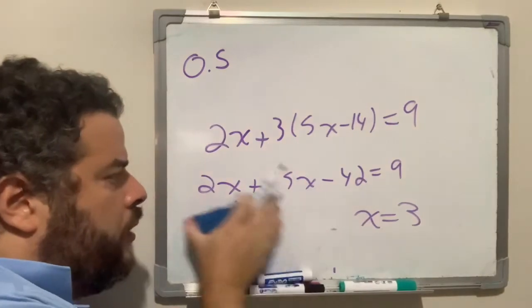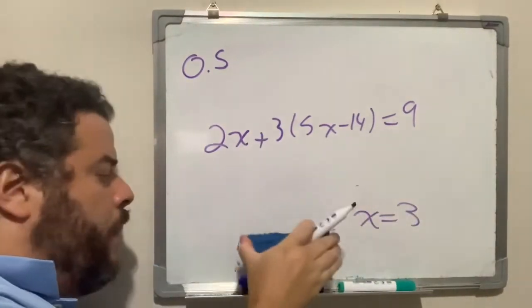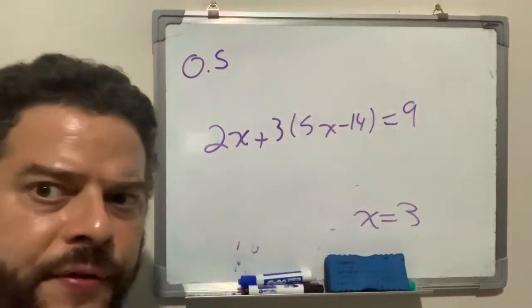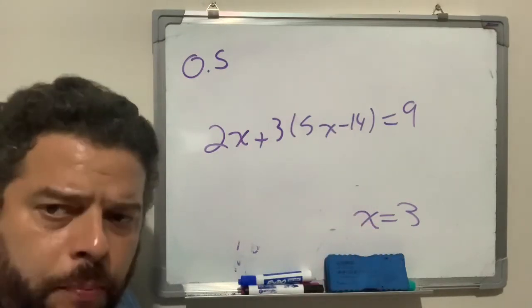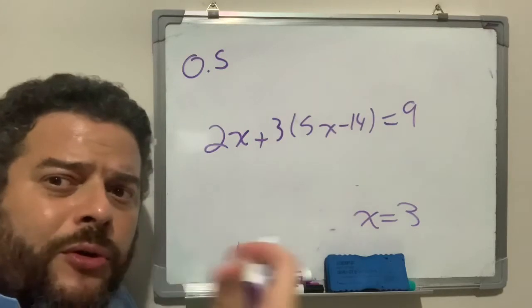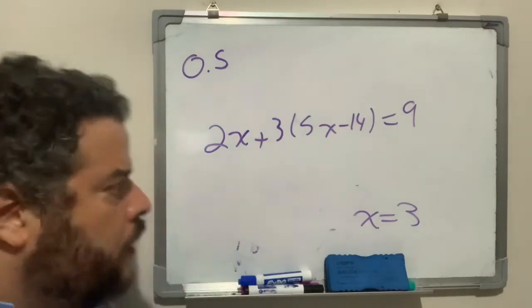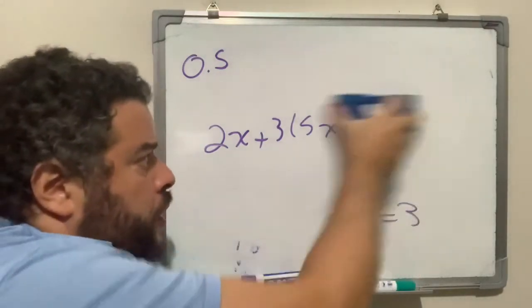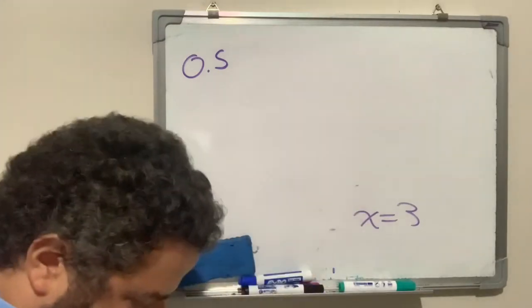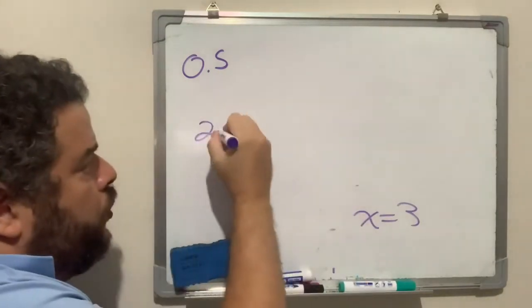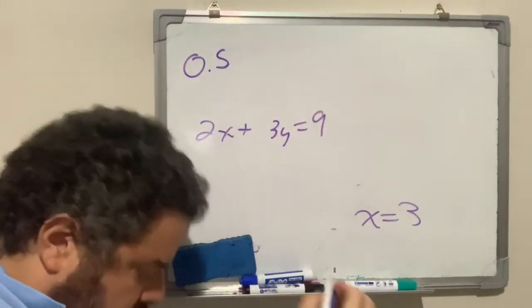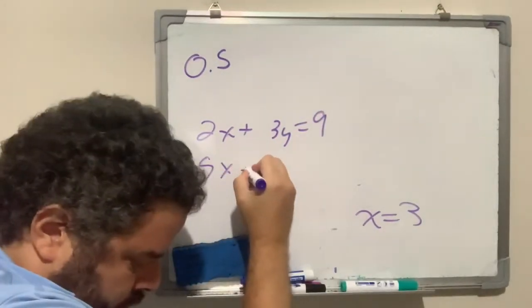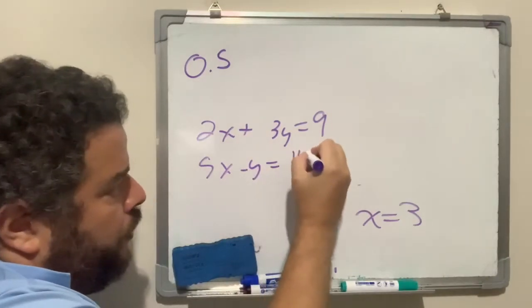Now, note, many students stop there and say, oh my God, the solution is x. No, remember, the solution is an ordered pair. Right now, you only have the x portion of the ordered pair. How do you find your y? Simple. You go back to your original equations. Let's see, 2x plus 3y equals 9, and down here I have 5x minus y equals 14.